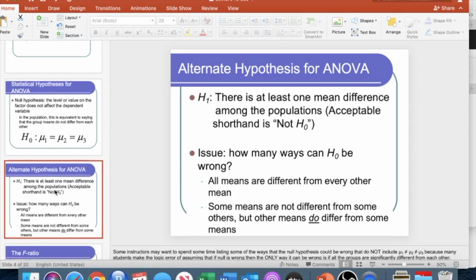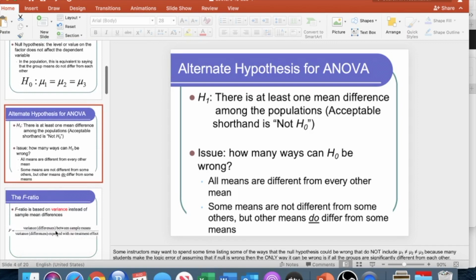And so we learned about post hoc tests because when you have a significant F value, you don't know which mean is actually different. You have to do post hoc tests to be able to figure that out.